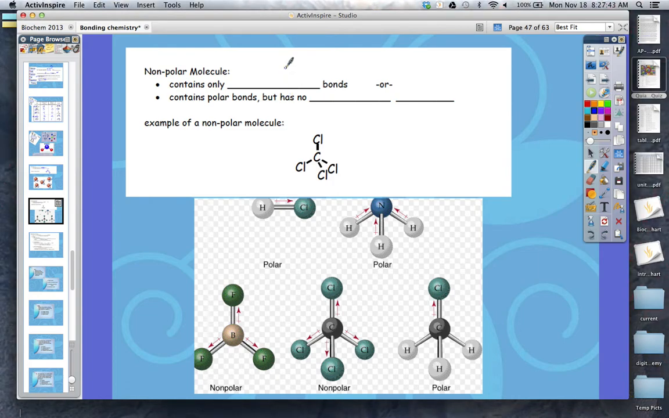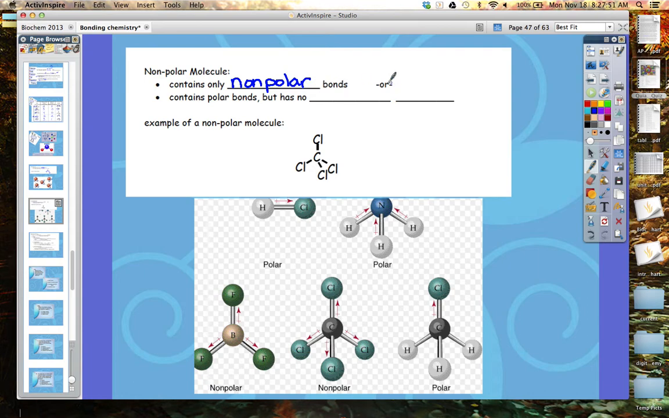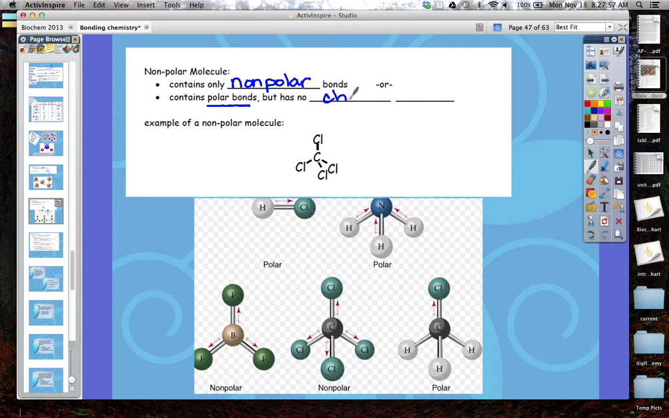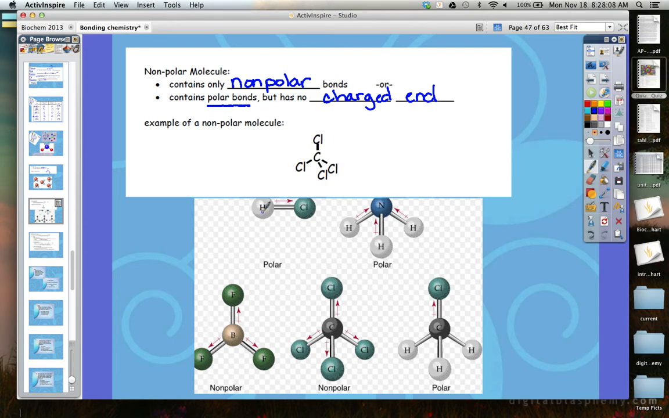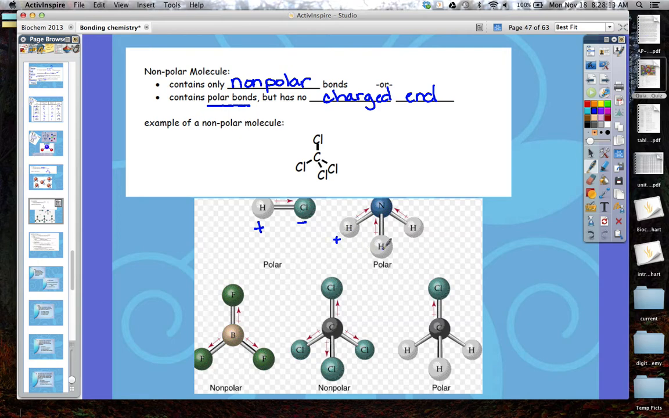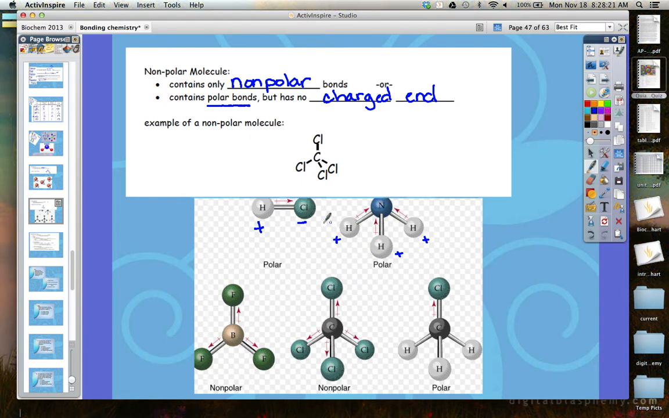Now, nonpolar molecules can have polar bonds, but they can't have a charged end. So the polar parts have to pretty much cancel each other out. If I look at this one, this is polar because I've got a positive end and a negative end. This is polar because I've got 3 positives down here, and then this would be my negative end, but my positives are not being canceled out by that.